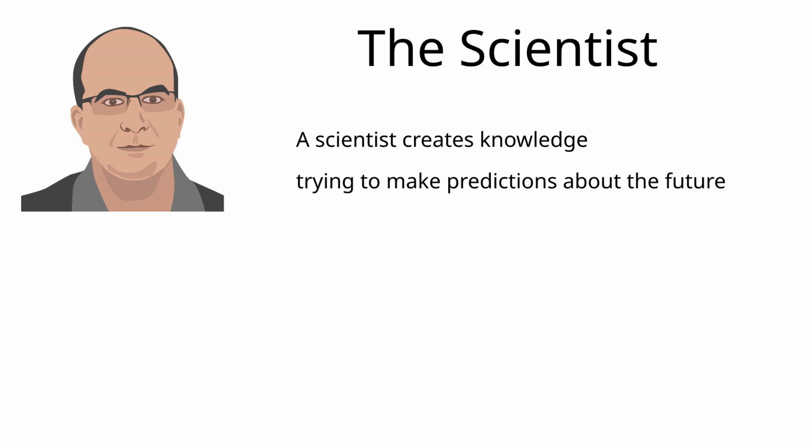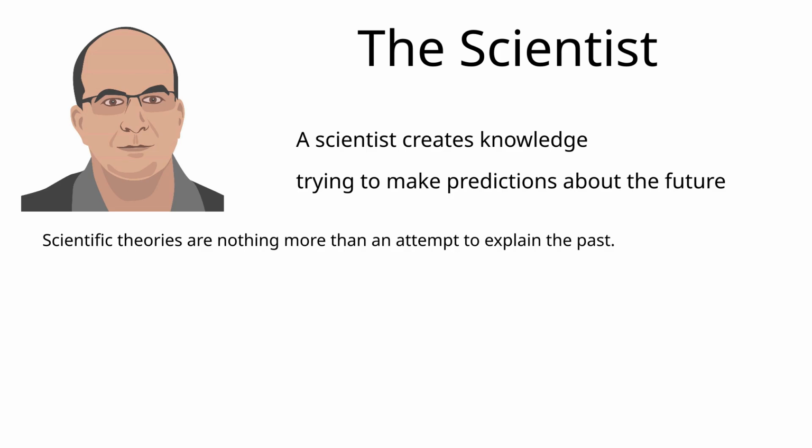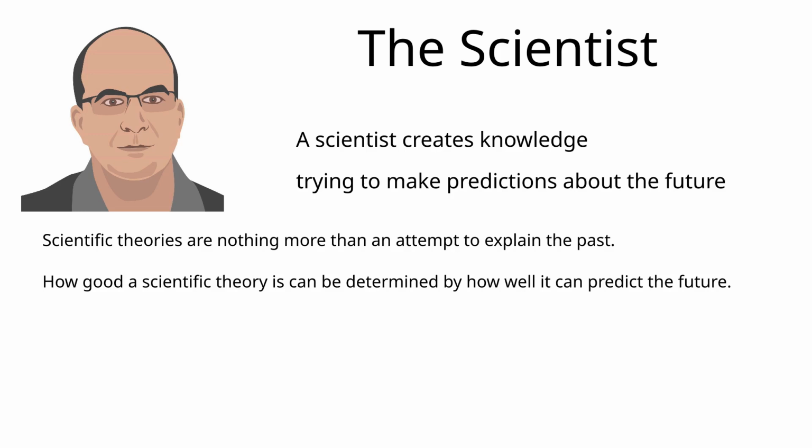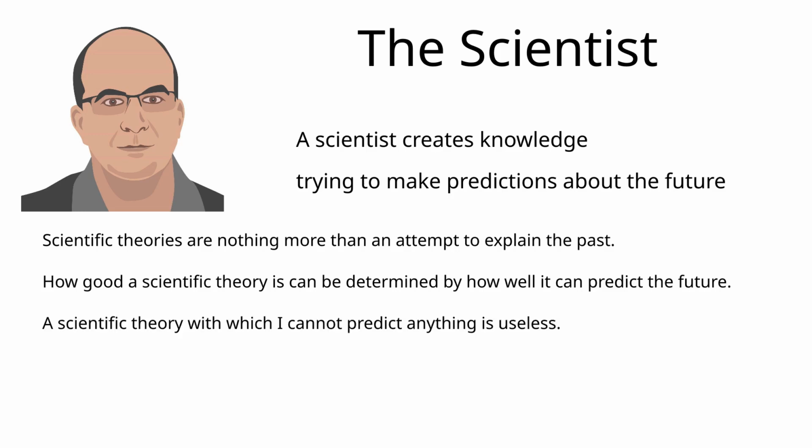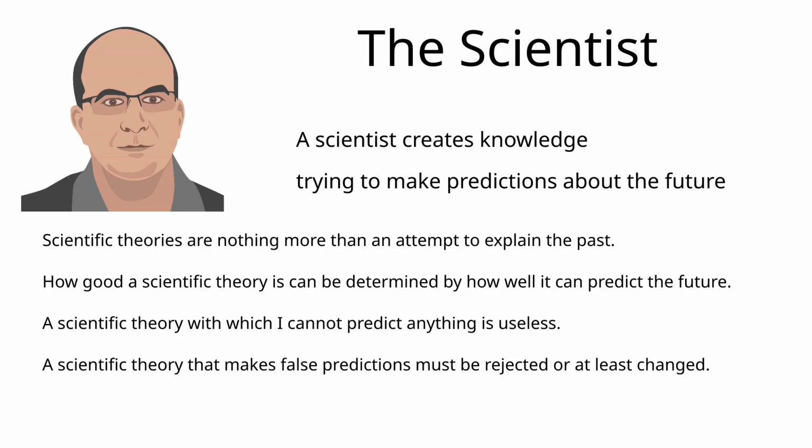From this very simple definition of science, we can already draw a lot of conclusions. Scientific theories are nothing more than an attempt to explain the past. How good a scientific theory is can be determined by how well it can predict the future. A scientific theory with which I cannot predict anything is useless. A scientific theory that makes false predictions must be rejected or at least changed.